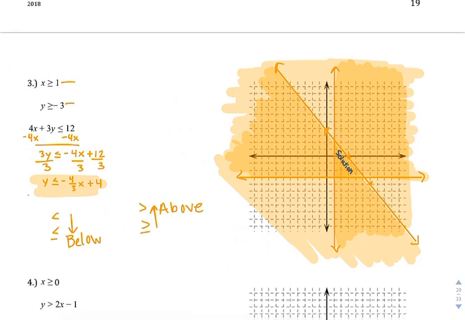So I want you guys now to try the ones that are remaining. So just remember, must be solved for y. Then you just graph them like a normal line. Pay attention to if it's dashed or solid, and then do we shade above or below. So go ahead and try the remaining ones.